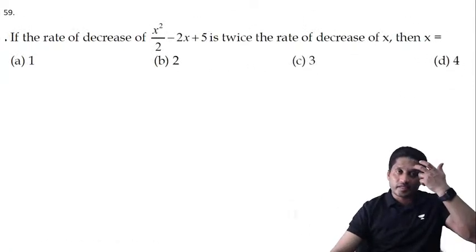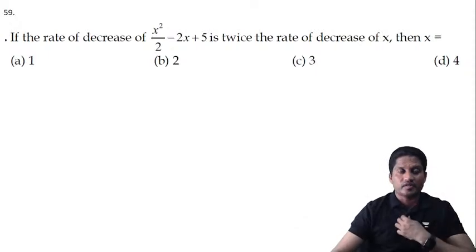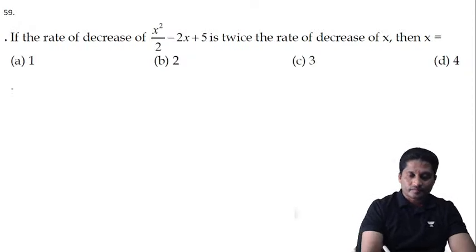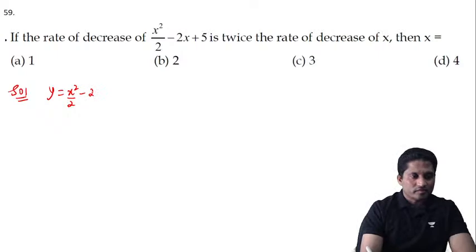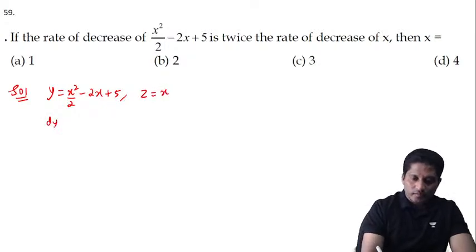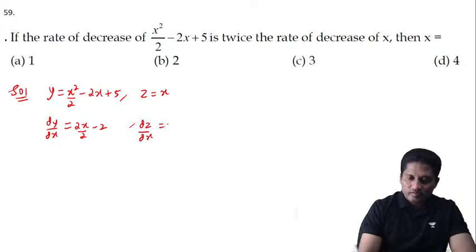Alright, question number 59. The rate of decrease of the first function is twice the rate of decrease of x, then what should be the value of x? See, I'll take y is equal to x square by 2 minus 2x plus 5, and then I'll take z is equal to x. dy by dx is equal to differentiation of x square is 2x, differentiation of 2x is 2, and dz by dx is equal to 1.